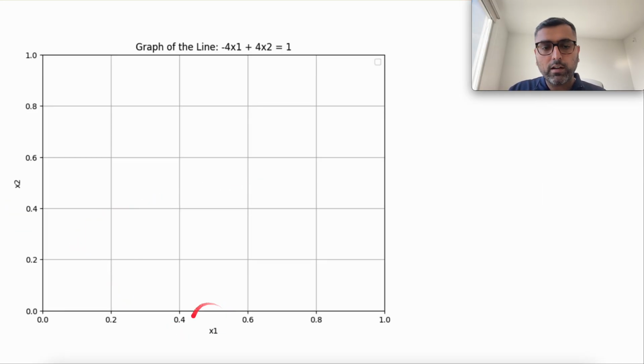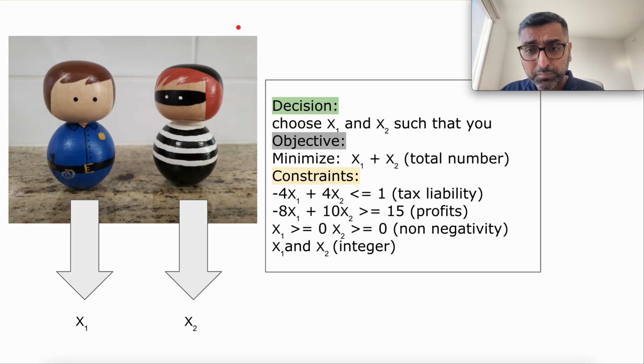We are going to plot variable x1 on the x-axis, variable x2 on the y-axis, and we are going to plot this first constraint, minus 4x1 plus 4x2 equals 1. I've just said equals 1, bear with me, it is less than or equal to 1 that we want, but we'll add the less than or equal to. So we take the first constraint and find out how to draw this line and also incorporate this constraint.